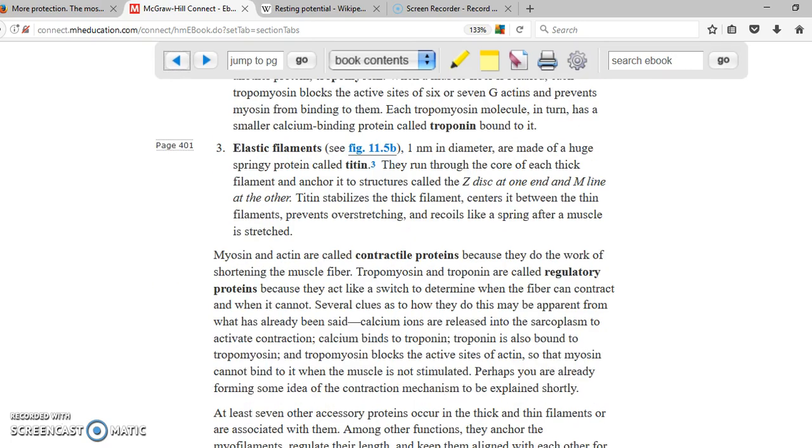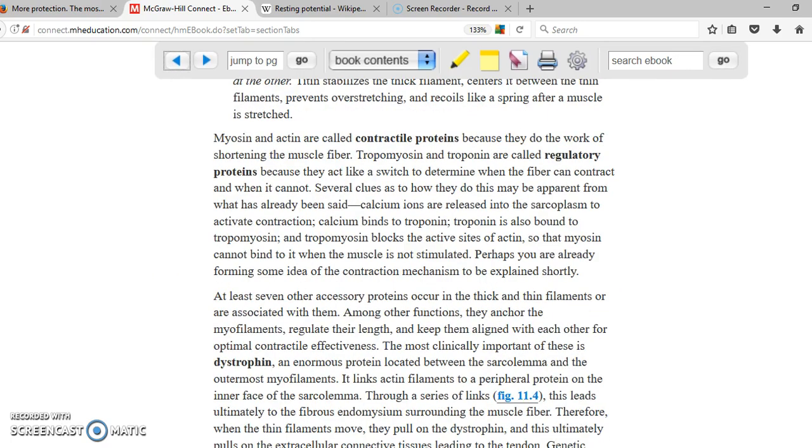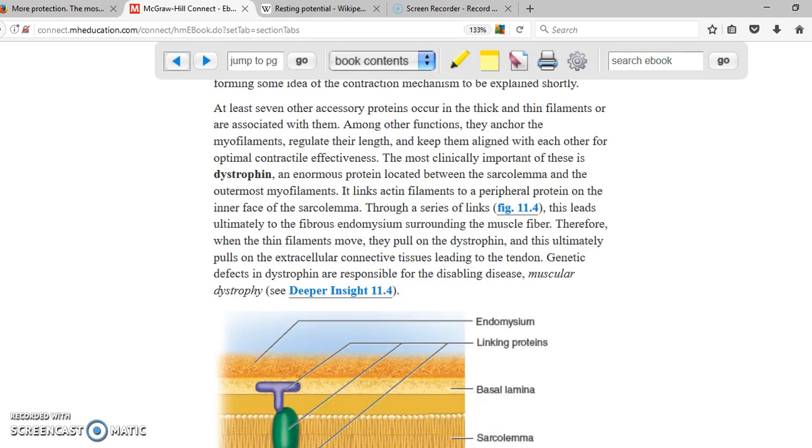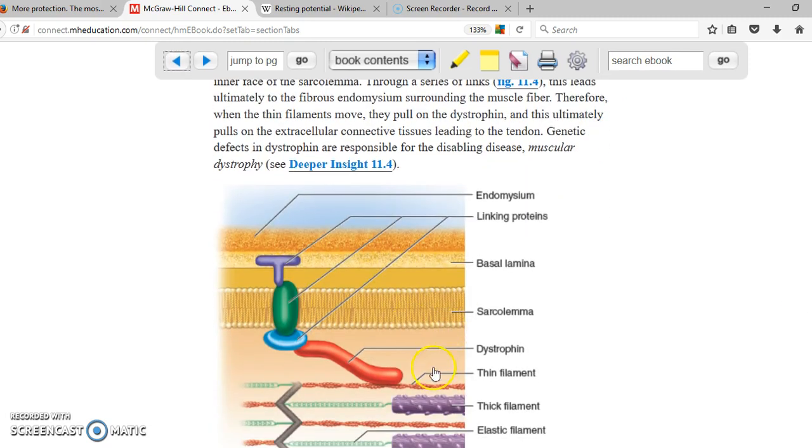We already talked about elastic filaments, the green ones. Remember I told you, very important. I also talked about dystrophin, which is the one that transfers the movement to the outer boundaries of the cell, right here, in order to transfer this information to the tendon.